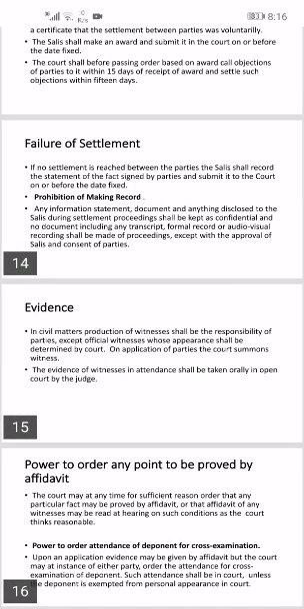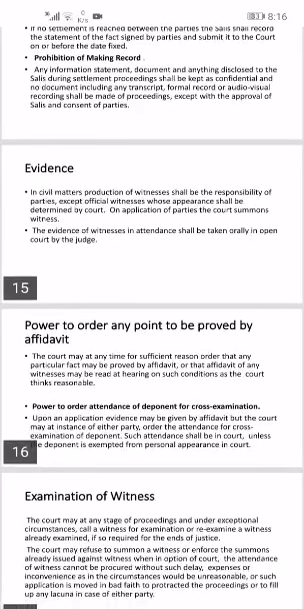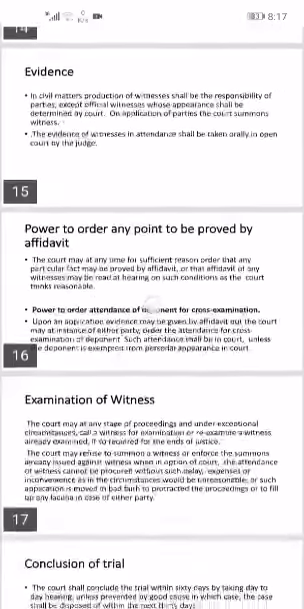Prohibition of making record. Any information, statement, document, and anything disclosed to the salis during settlement proceeding shall be kept as confidential, and no document including any transcript, formal record, or audio-visual recording shall be made of proceedings except with the approval of salis and consent of parties. Evidence. In civil matters, production of witnesses shall be the responsibility of parties except official witnesses whose appearance shall be determined by court. On application of parties, the court summons witness. The evidence of witnesses in attendance shall be taken orally in open court by the judge.